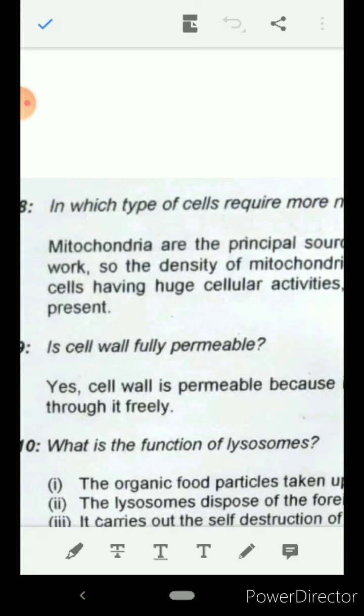The organic particles taken up by the cells are digested in lysosome. Second, the lysosome disposes of the foreign particles by hydrolyzing them. It also causes the self destruction of cells. That is why it is called the suicidal bag of cells.